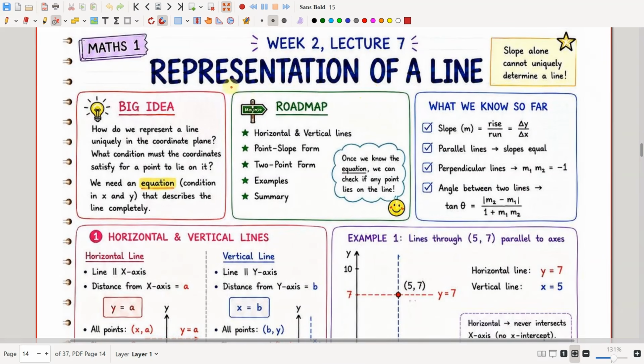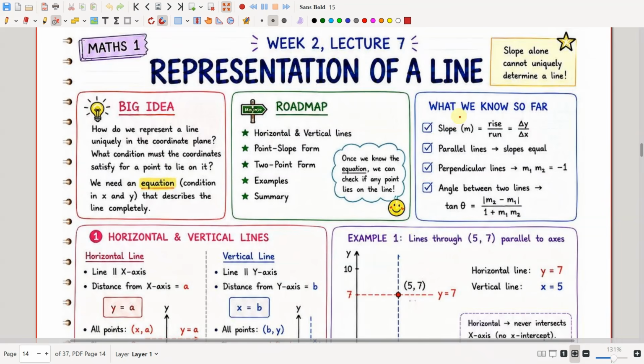So now let us see how we will represent a line. Here we will see how we represent a line uniquely in a coordinate plane, and what conditions must be satisfied for a point to lie on that line. So we need an equation to describe that line completely, right? In this one, we will learn about horizontal and vertical lines, point-slope form, and two-point form. These formulas will be used again and again in many questions.